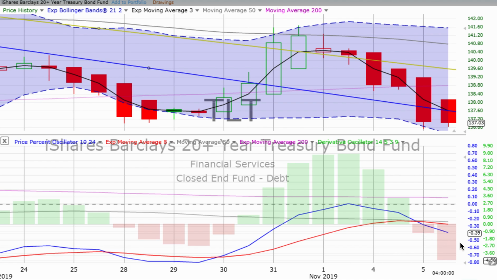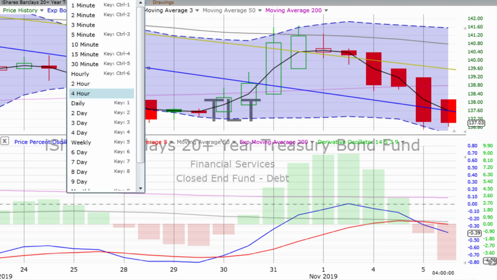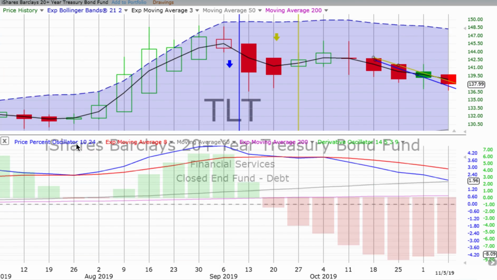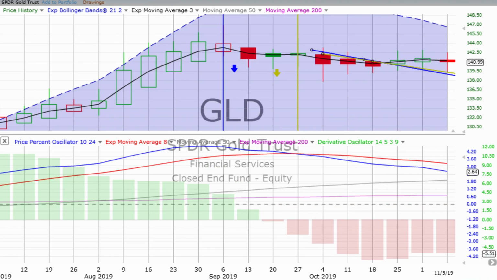Price percent oscillator did cross over in the morning. Jumping in point was around noon. We'll see how that continues to play out on bonds. Again, we said down 1.12%. Gold was the big downer for the day, down 1.62%.